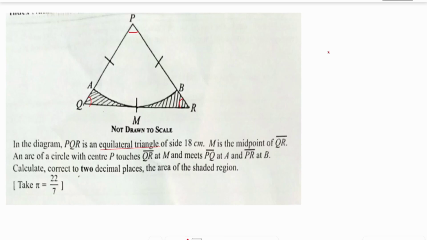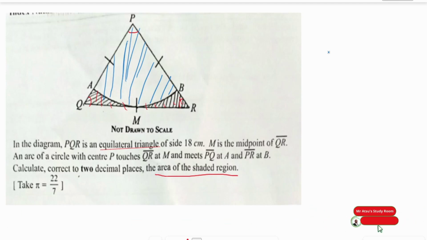The question asks us to calculate, correct to 2 decimal places, the area of the shaded region. So we are calculating the area of this region, the shaded region, right? And this is how we are going to go about that. The triangle is a regular shape for which we can easily find the area. After getting the area of the whole triangle, we take the area of this sector. After getting the area of that sector, we subtract it from the area of the whole triangle, and what is left becomes the area of the shaded region. So that's what we're going to be doing.